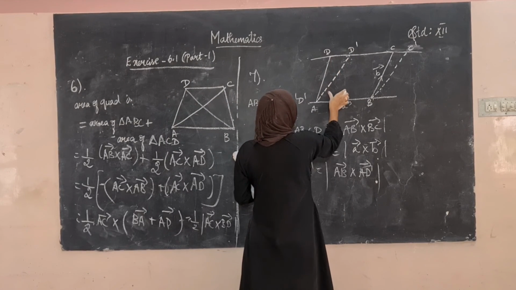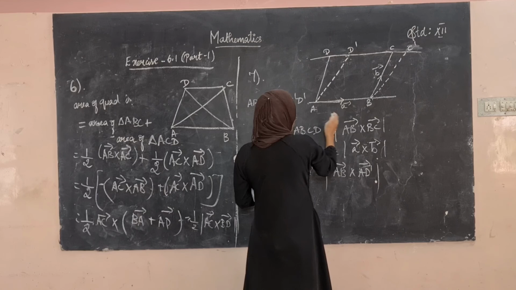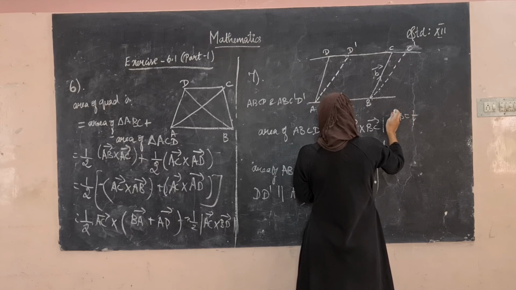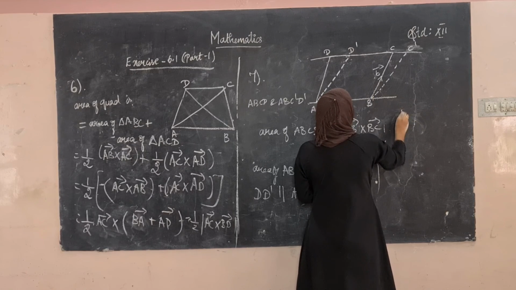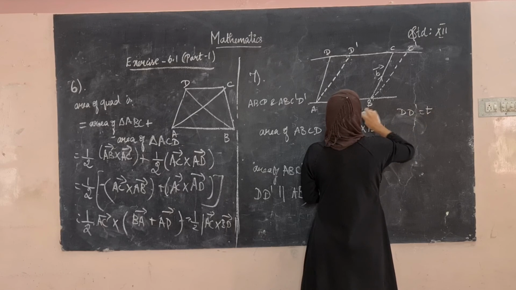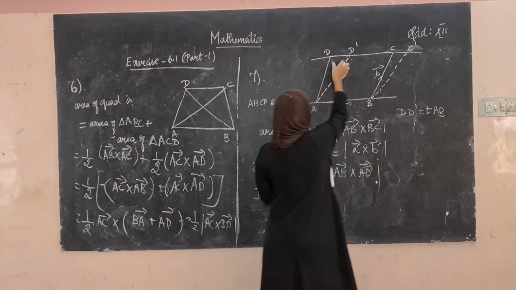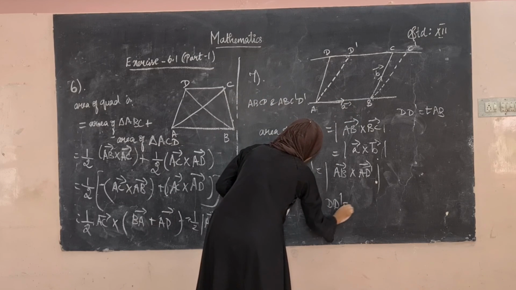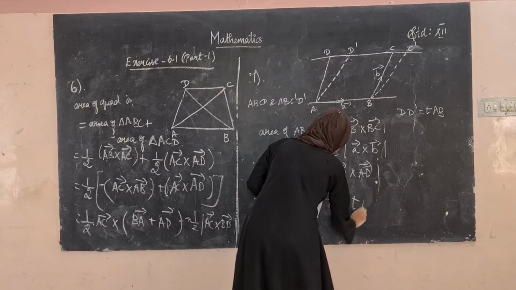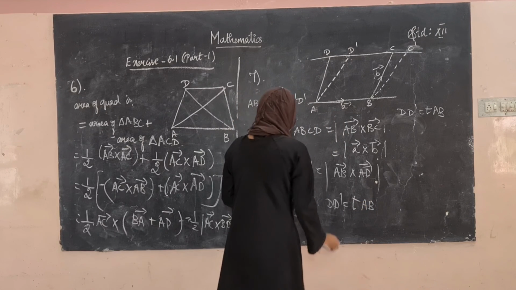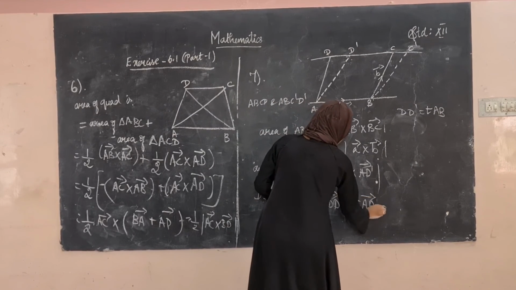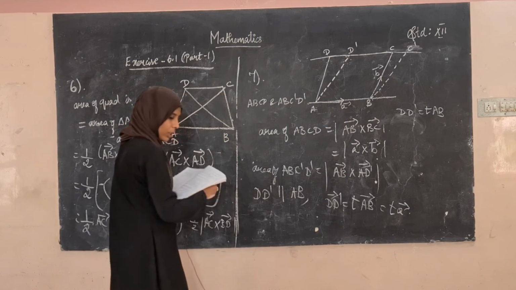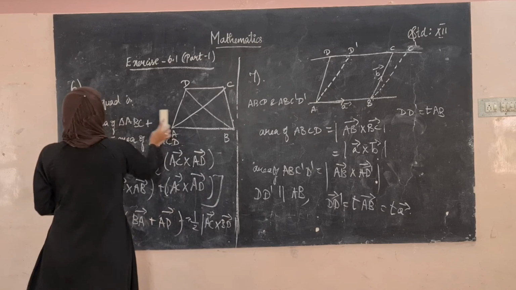The length D dash is some constant times AB. So D dash is equal to T into AB. Let us take the constant as T, so the vector D dash is equal to T into AB vector. What is AB vector? It is A vector. So it is T into A vector.